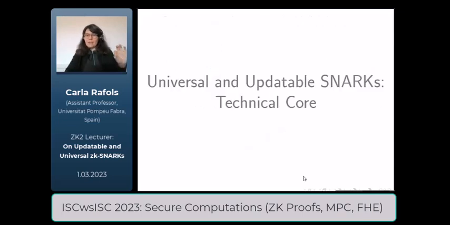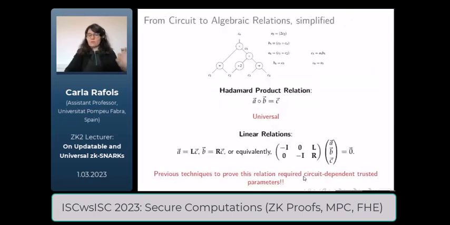Clear. Okay. Thank you. So, Carla, yes. Can we say that we have removed the elements of the CRS that depend on the topology of the circuit, but we have kept the elements that only relate to the depth of the circuit? It doesn't matter how they are connected to each other, but it's only important how many multiplication gates it has, for example.